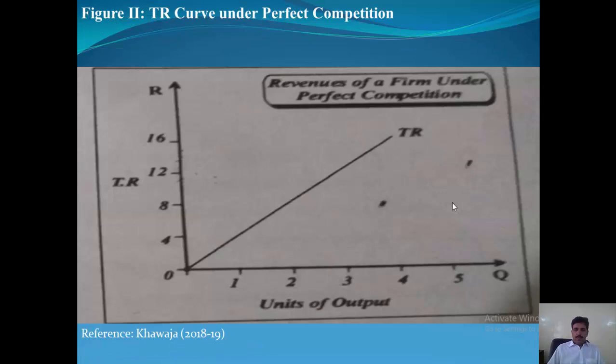Talking about the total revenue curve, it will be upward sloping. Let us discuss with the help of this diagram taken from Khwaja and Khwaja 2018-19. For 1 unit, the total revenue is 4. For 2 units, it is 8. For 3 units, it is 12. For 4 units, it is 16. And for 5 units, it is 20.